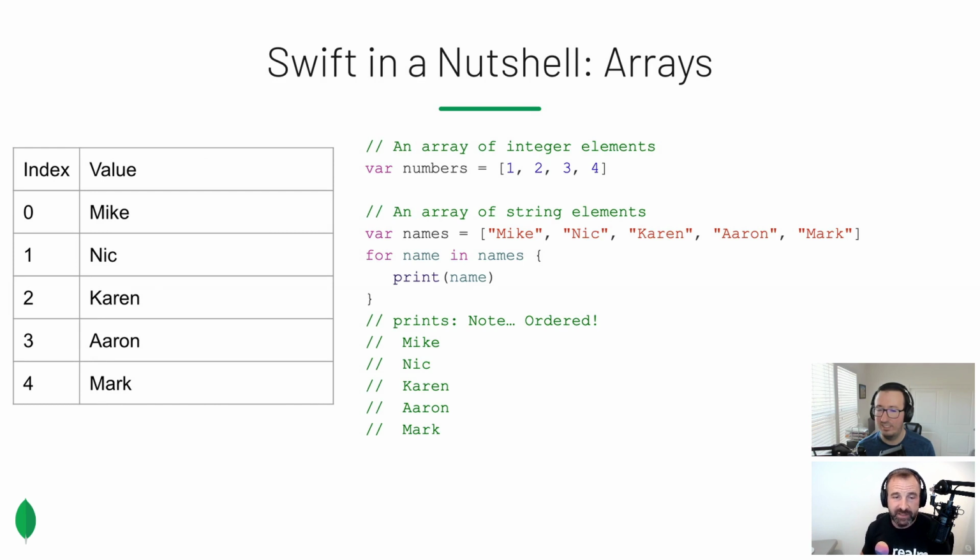So arrays, I mean, if you're a developer today, you're most likely familiar with arrays. Here's the implementation of arrays in Swift. Pretty straightforward, right? You see you can have an array of numbers. One thing to note is that in Swift, your arrays will all be of the same type. Array elements must be all of the same type.